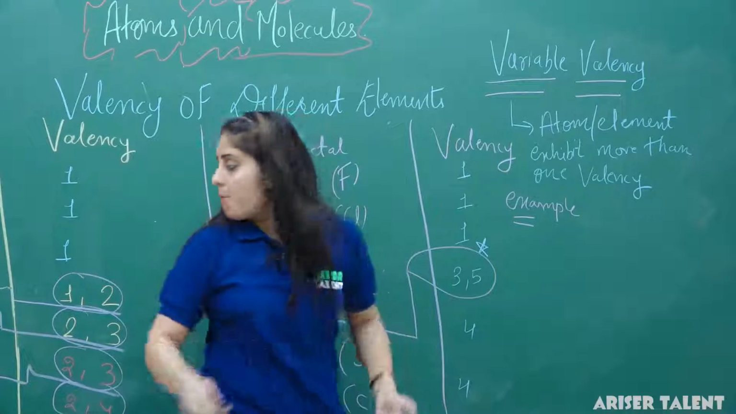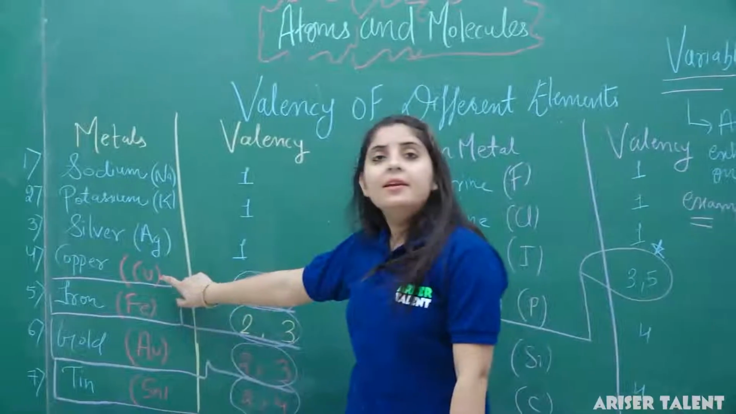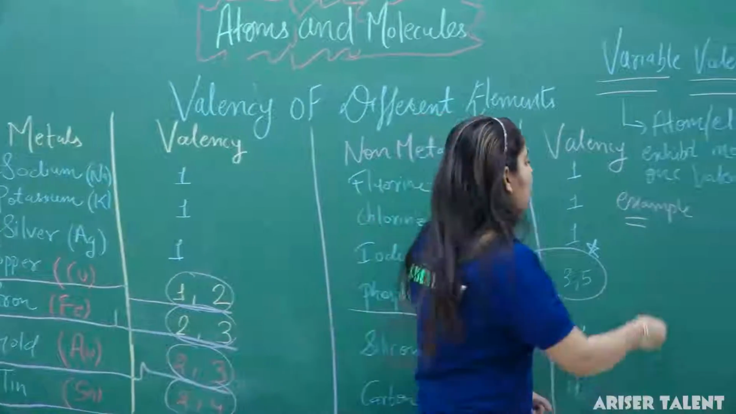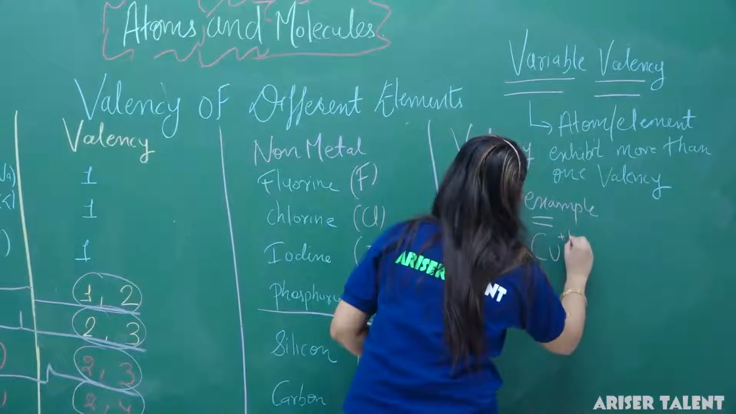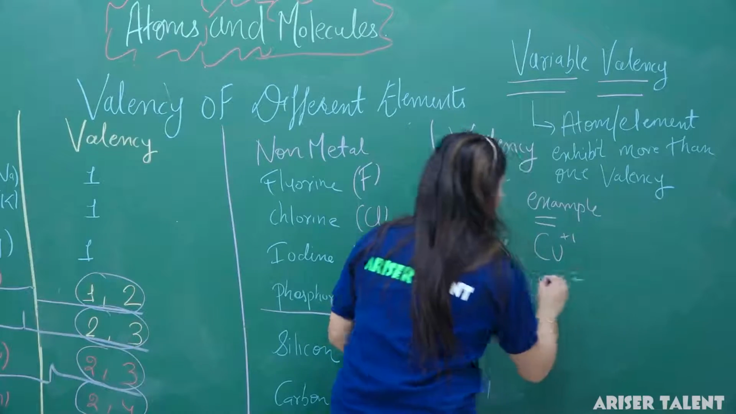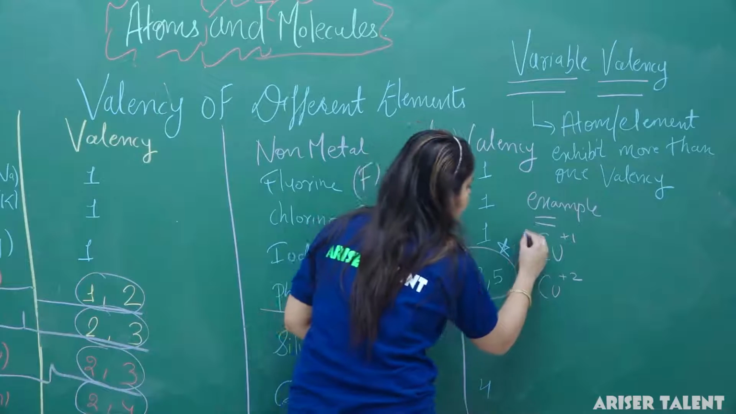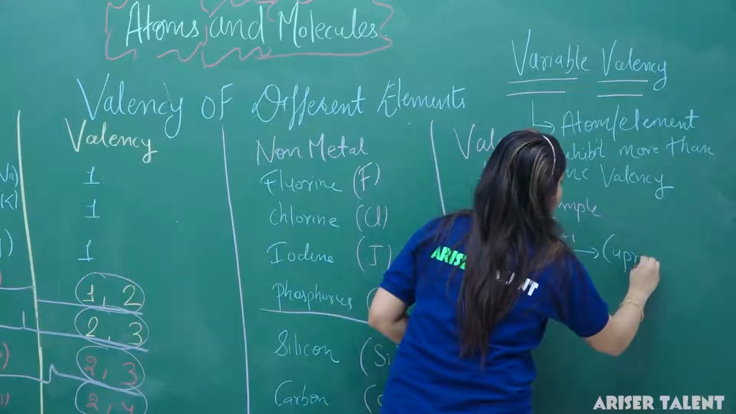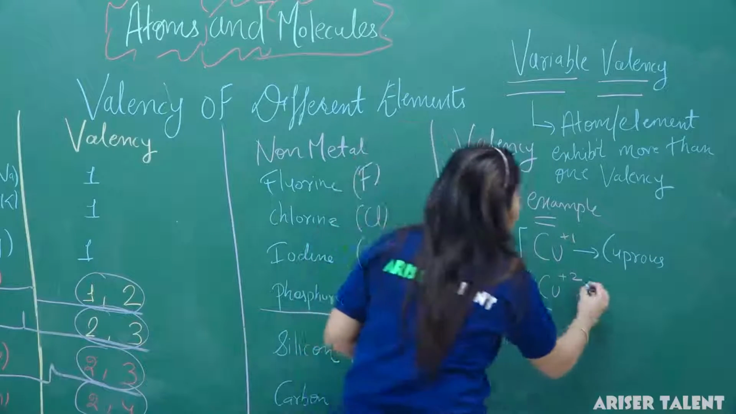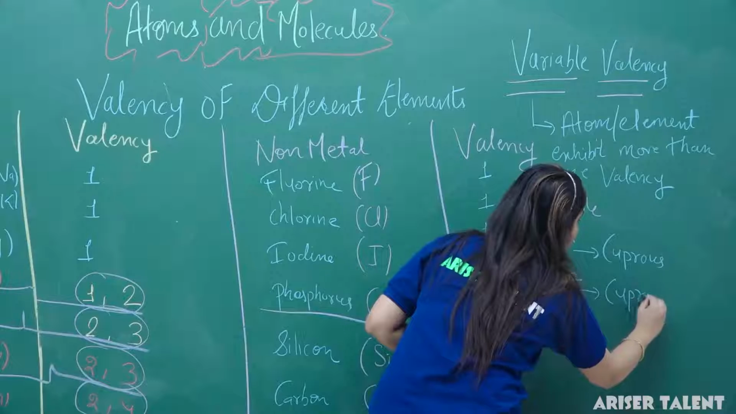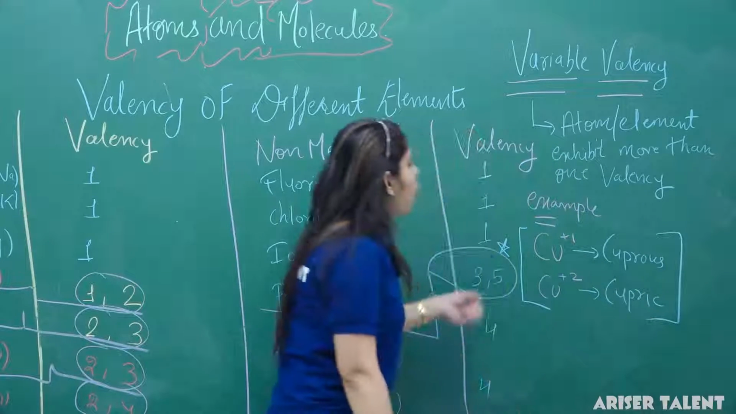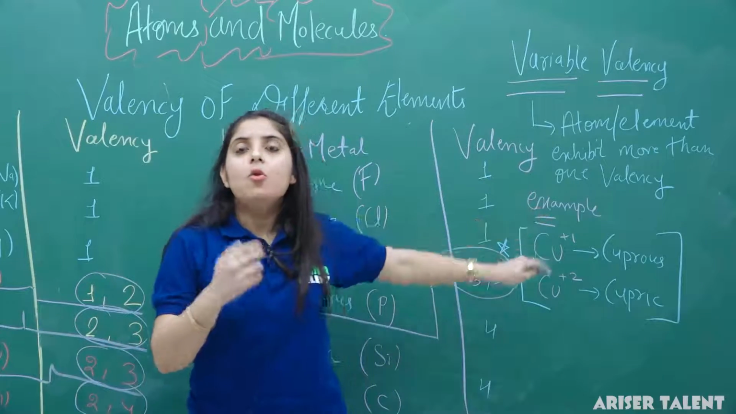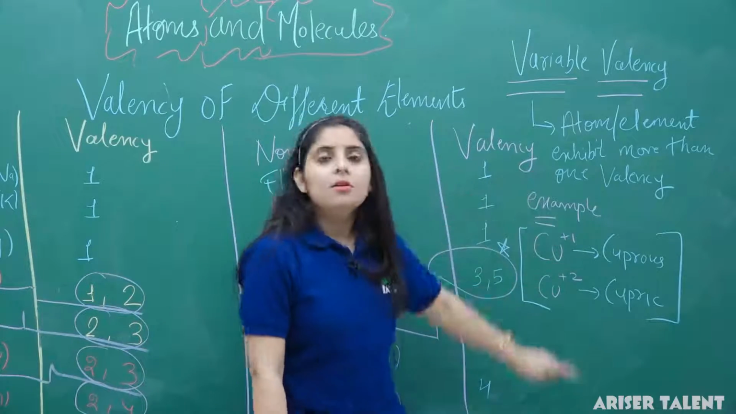Suppose we take the example of copper. We already discussed that copper exhibits two states, that is 1 and 2. So we have Cu plus 1 and Cu plus 2. Cu plus 1 forms the compounds called cuprous, and Cu plus 2 forms the compounds called cupric. So this is all about variable valency. If an atom or element exhibits more than one valency, it is termed variable valency.